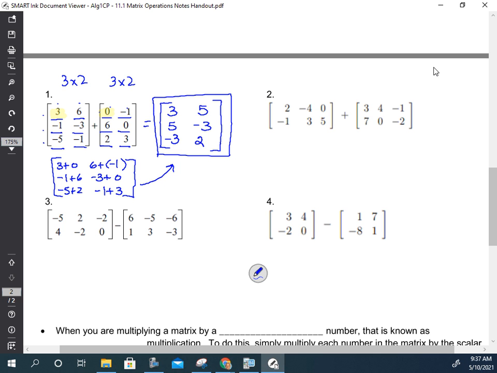All right, example 2. Again, we have our 2 matrices. First, you check to make sure that they work. 2 rows, 3 columns, 2 by 3. 2 rows, 3 columns, 2 by 3. So the dimensions match, so we can go ahead and add.